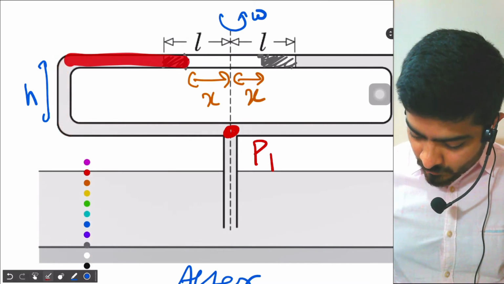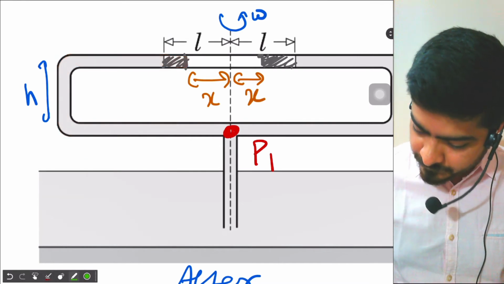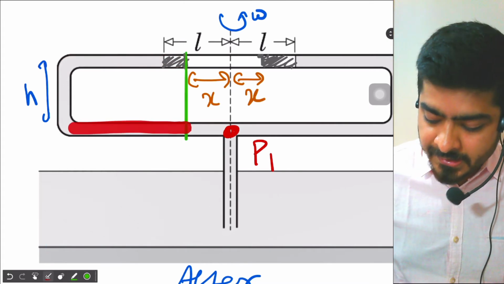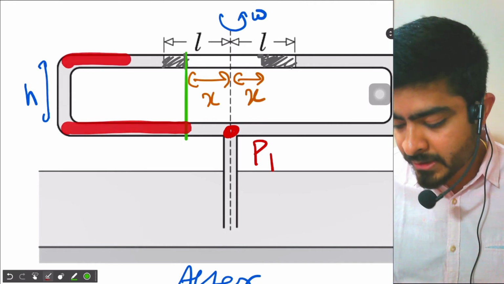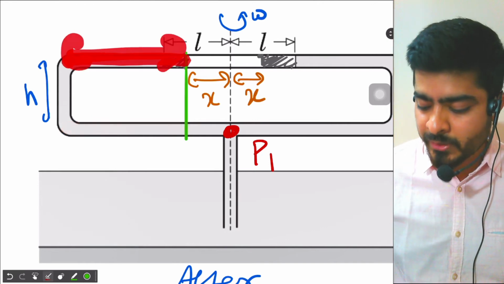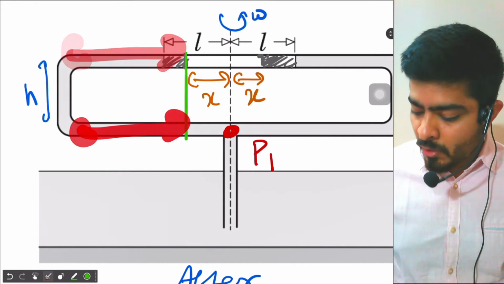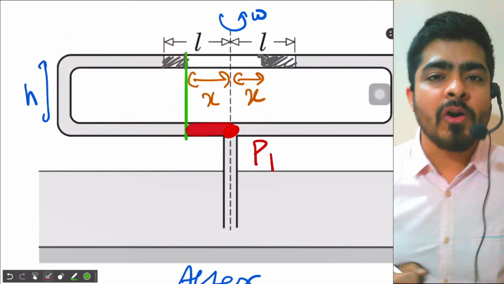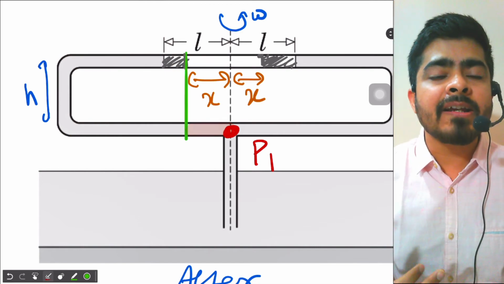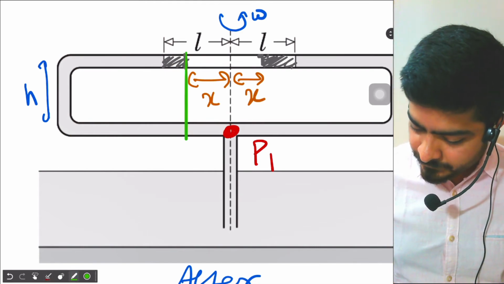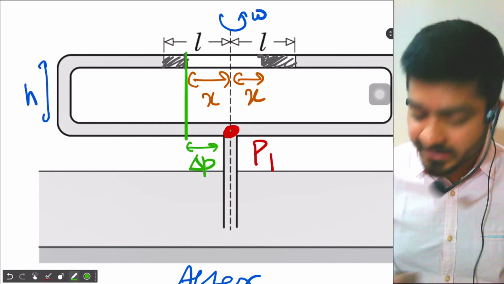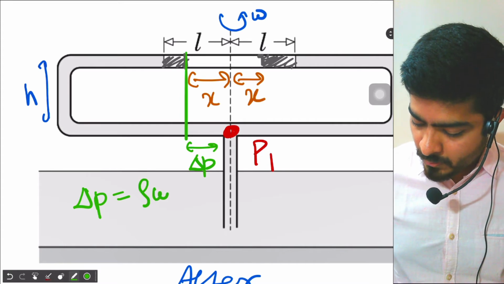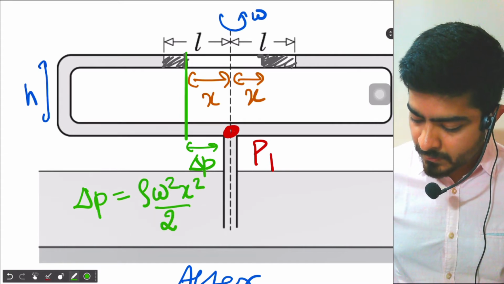Okay, so essentially what we can do, the amount of pressure increasing in this section will be equal to the amount of pressure decreasing in this section, so we really don't need to worry about this section. All we need to worry about is the pressure increasing due to this section because of rotation, and that increase in pressure, if I write the pressure change over here as delta P, will be equal to rho omega square x square by 2.